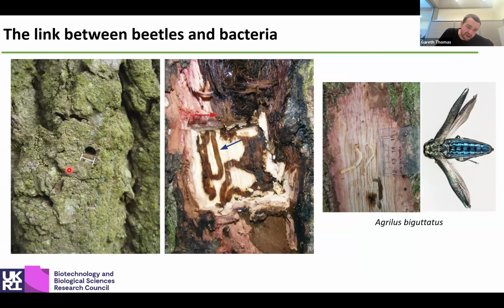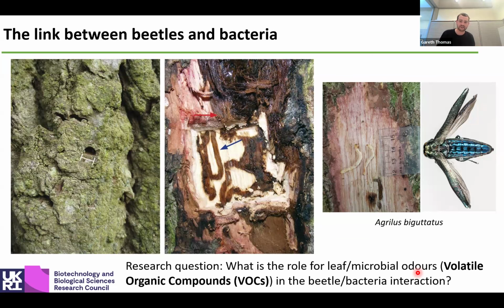The insect that seems to be driving this is the two-spotted oak buprestid beetle, called Agrilus biguttatus. On the left-hand side, we've got the larvae of Agrilus biguttatus, and on the right-hand side is the adult, also known as the jewel beetle because of its metallic colour. The key message I want to get across today is that there's a really strong link between the bacteria that cause acute oak decline and these beetles. We basically want to figure out what this link is, and as I mentioned in the title, I wanted to look at the odours.